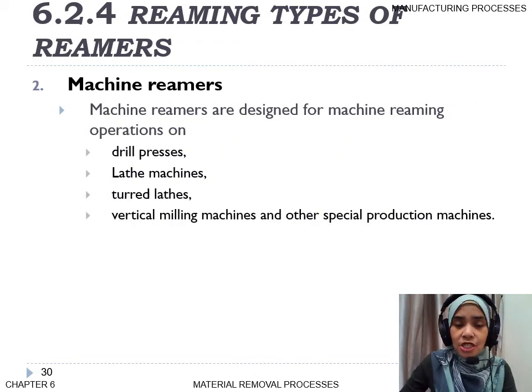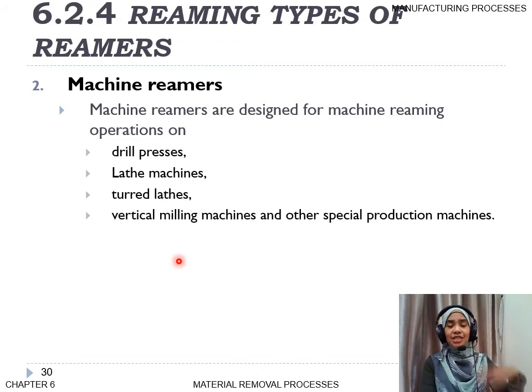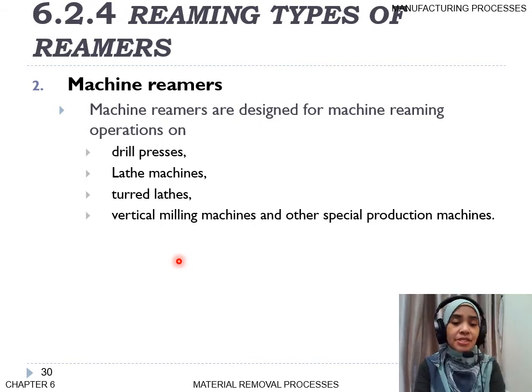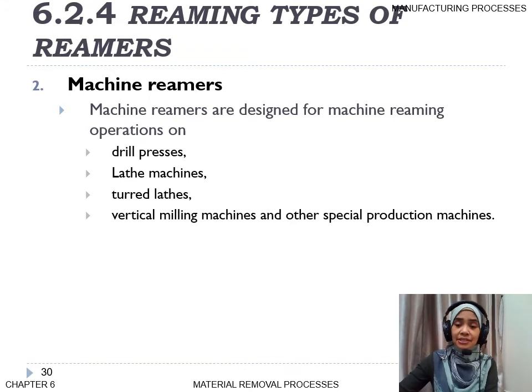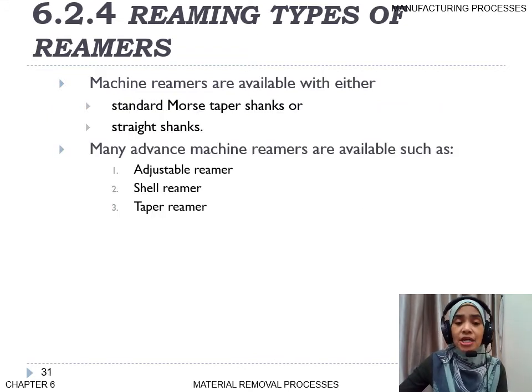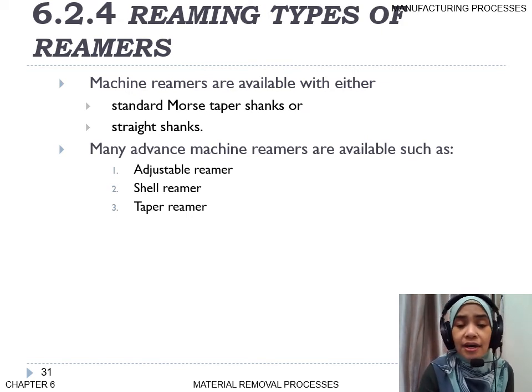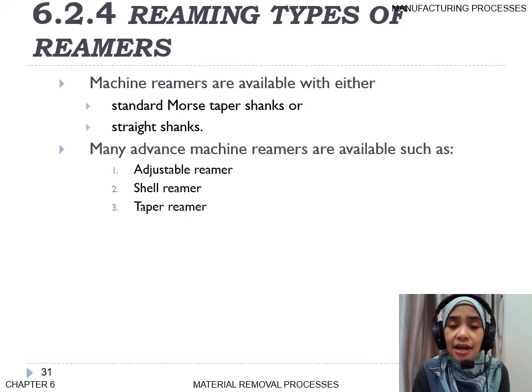Okay. So we also have the machine reamer. The second one, after the hand reamer, is the machine reamer. For machine reamers, we can use machines such as the drill press, lathe machine, turret lathe and also the helical milling machine. Those are examples of machines we can fit the reamer onto for the reaming process. Machine reamers are available with standard taper shank or straight shank. For advanced machine reamers we have the adjustable reamer, shell reamer and taper reamer.